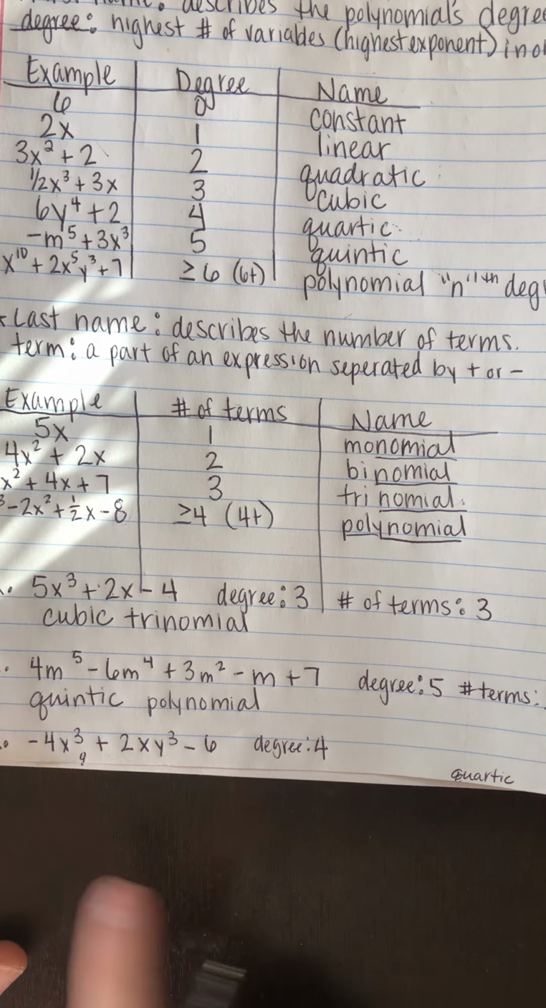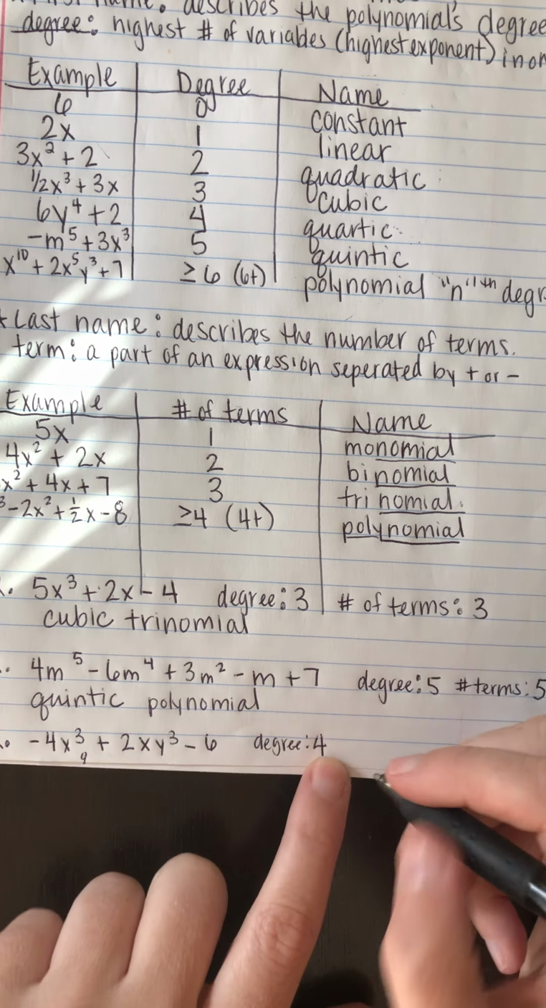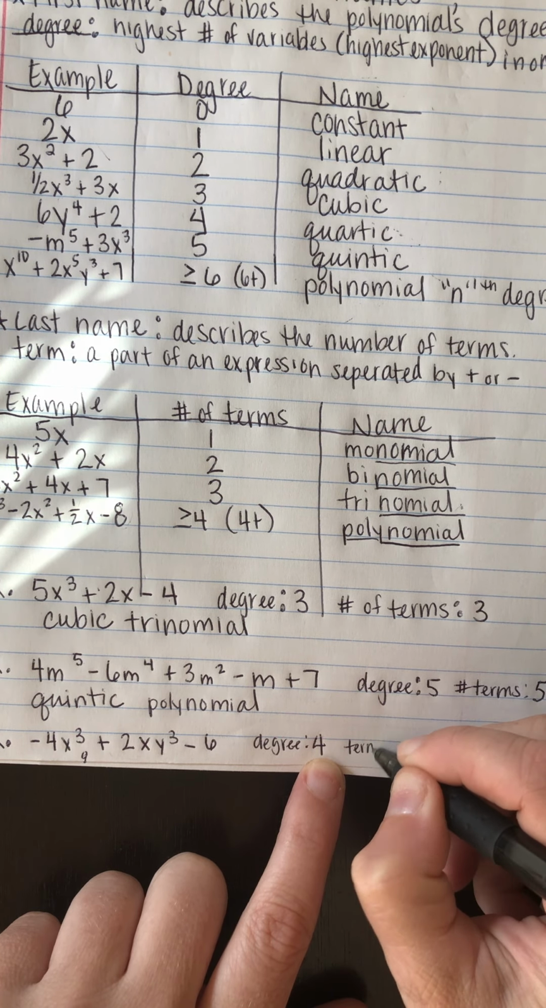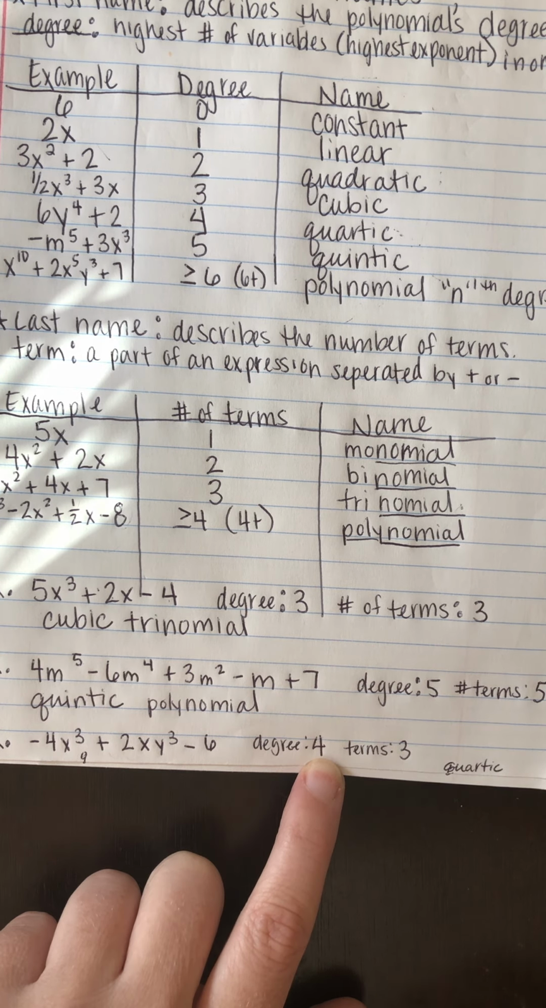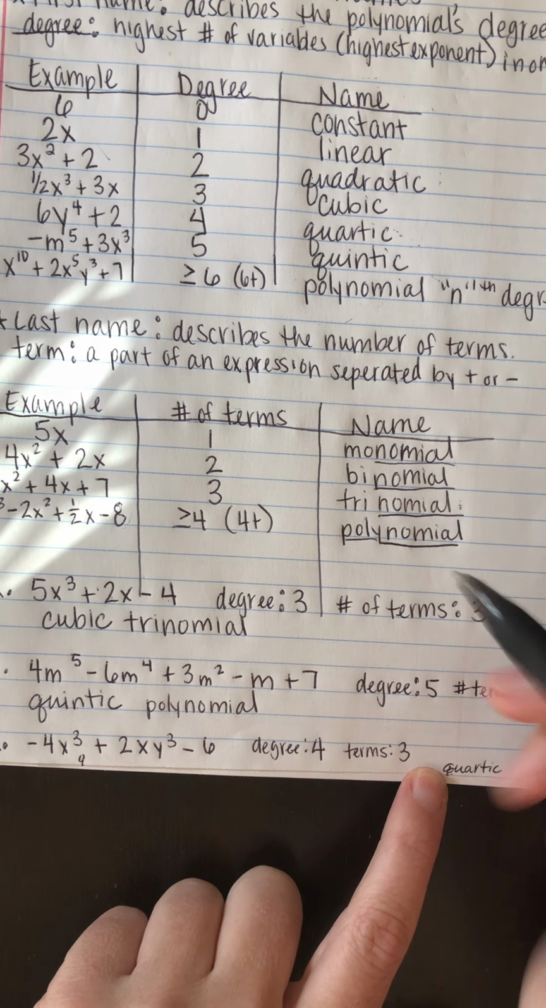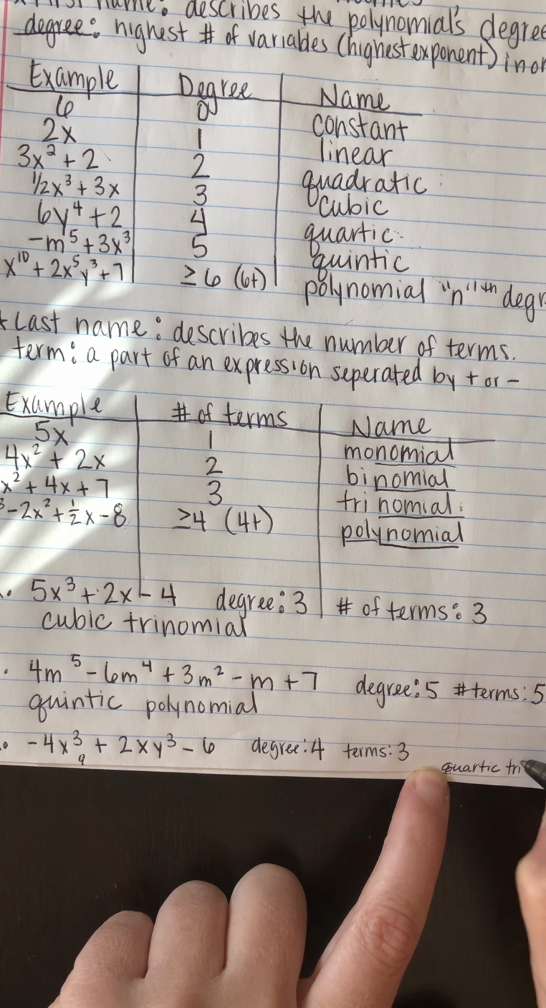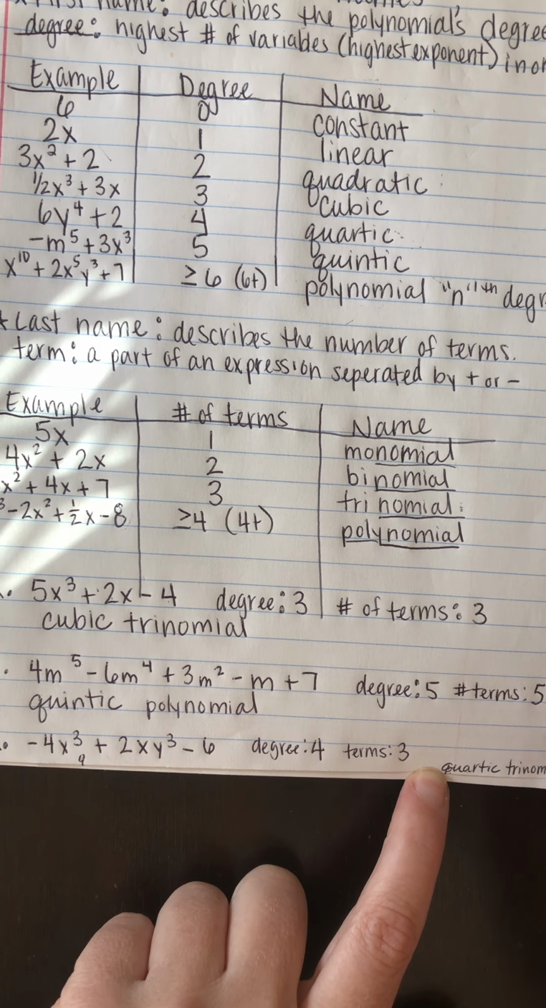And then we count the number of terms. So we have 1 term, 2 terms, and 3 terms. So terms is 3, which tells us we have a trinomial. So we have a quartic trinomial for our last one.